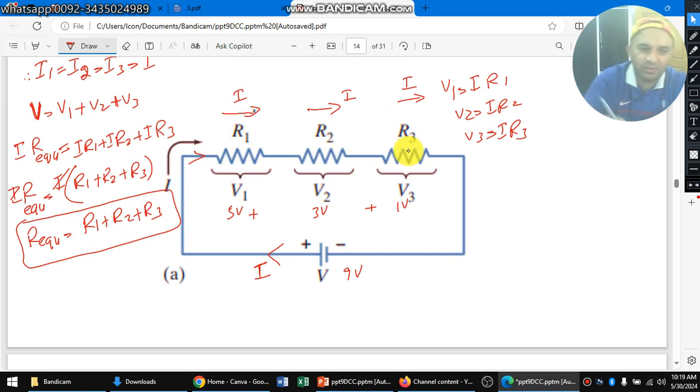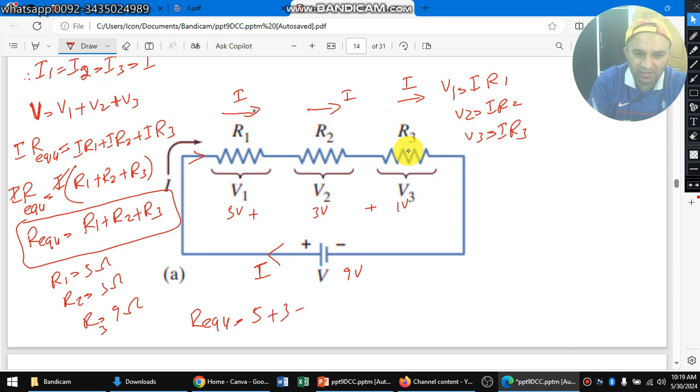For example, R1 is equal to 5 ohm, R2 is equal to 3 ohm, and R3 is equal to, suppose, 9 ohm. So for the total equivalent resistance we just add 5 plus 3 plus 9. It gives us a total resistance of 12 plus 5, 17 ohm. So we just add the three resistances to get the total resistance. Okay, thank you.